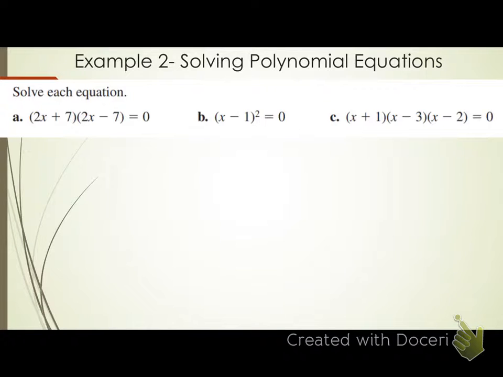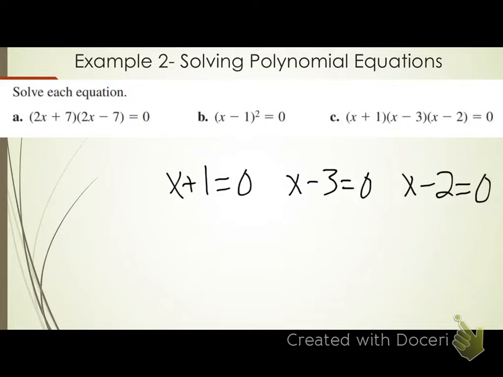Letter C. X plus 1 times x minus 3 times x minus 2 equals 0. Raise your hand if you can help me out here. Someone who hasn't answered yet. Raise your hand before I call on someone. Yes? Okay. What else? Very good. Anything else? Very good.